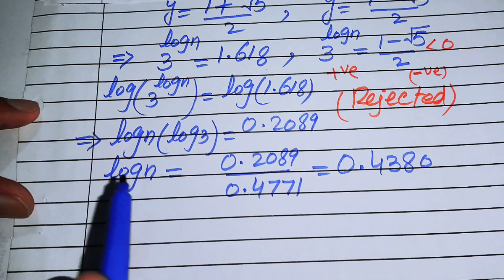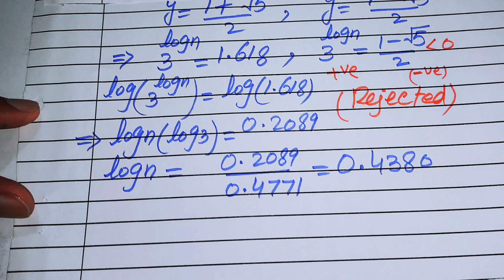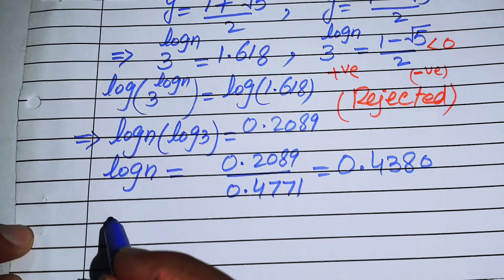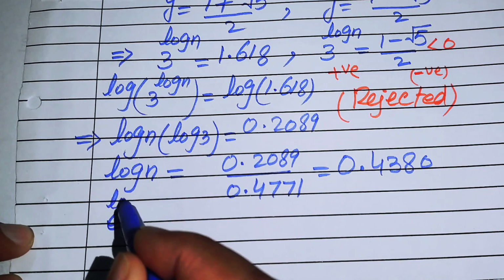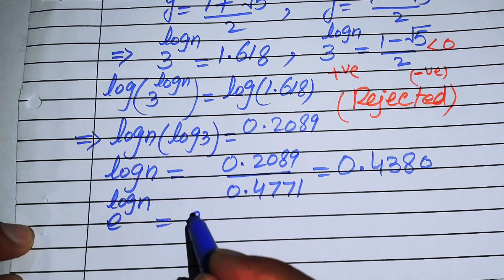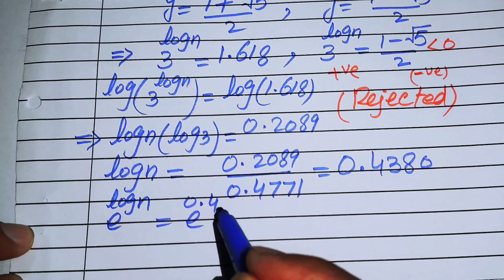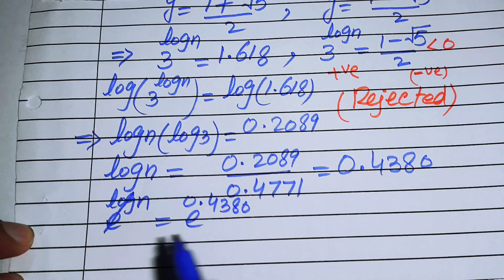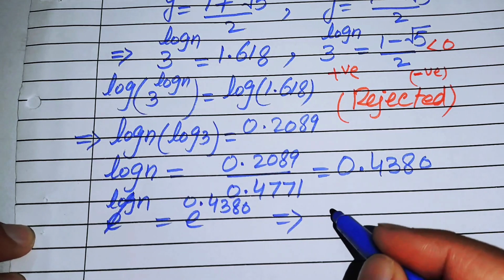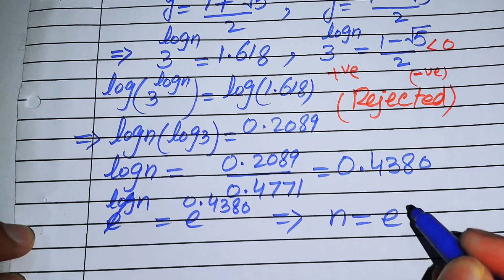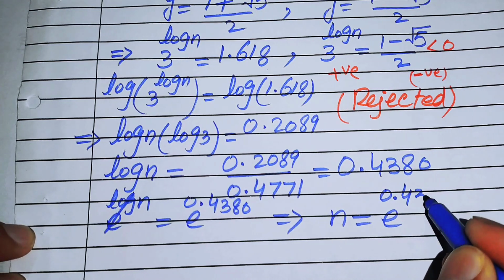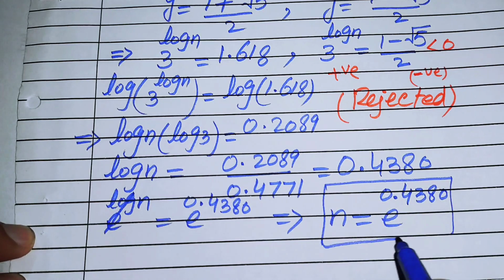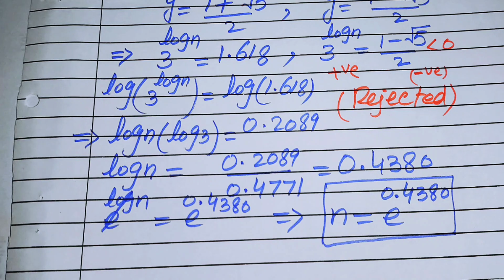So in order to find the value of n, in the left hand side we have log n. So in order to remove this log, we will just take the anti-log on both of the sides. So when you take anti-log on both of the sides, we will write it here e to the power of log n equals e to the power of 0.4380. So here you see that this log and anti-log cancel each other, and we will finally get the value of n is e to the power of 0.4380. So this is our final answer to this problem.